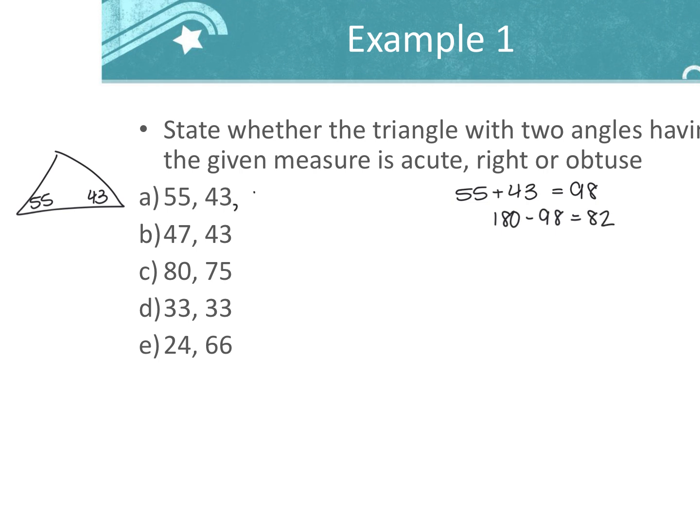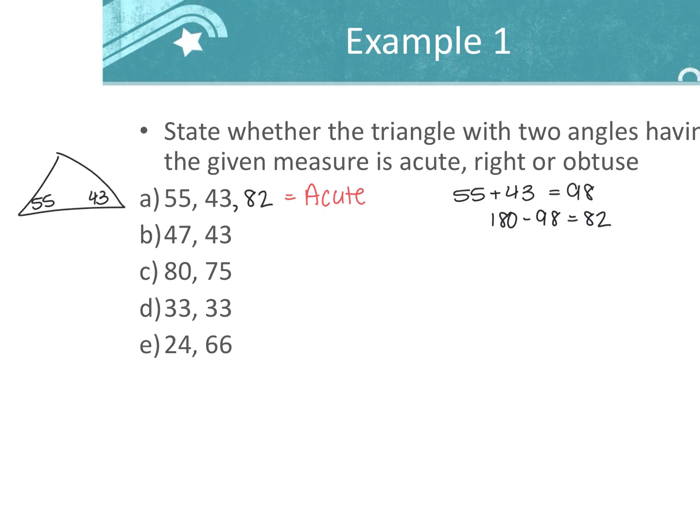Okay, so if my third angle is 82, is that acute, obtuse, or right? Acute, they're all smaller than 90 degrees, so this is acute. So when I say you can add the two angles, keep in mind if I add the two angles and it's more than 90 degrees, that means this one should be less than 90 degrees. Does that make sense? So that's how I'm saying that it's acute without having to subtract.